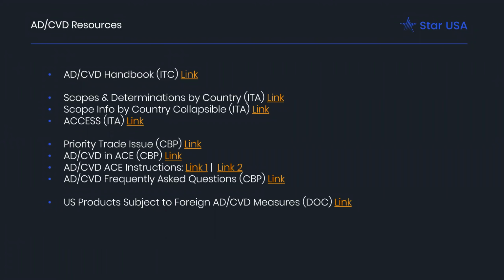There are a couple overviews of anti-dumping with CBP, and the priority trade issue page has several resources. Then there is how to look up anti-dumping in ACE. There's a report. There's also a couple of search functionalities. There are a couple of instructions in ACE. The FAQ on the CBP website is very, very helpful. And then there's also just a fun, interesting Department of Commerce link to US products that are subject to foreign anti-dumping.